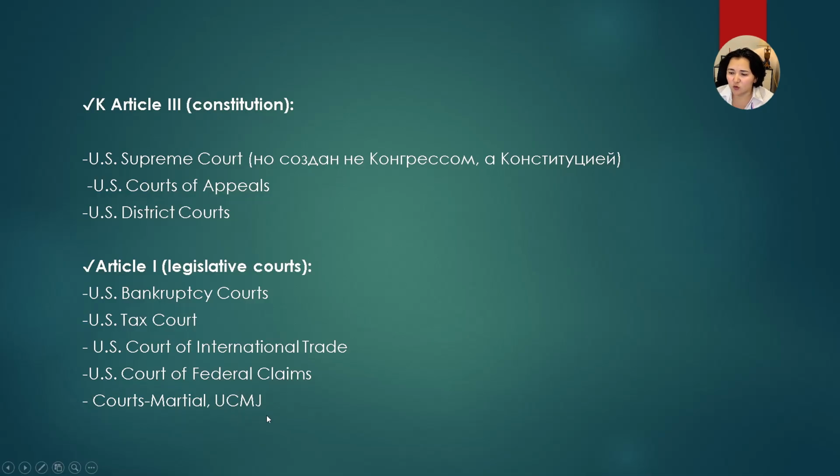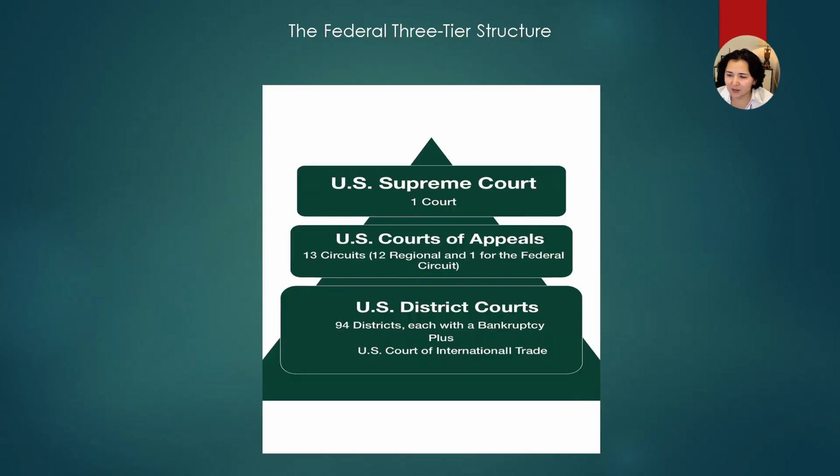It is important to note that courts-martial are not courts of general jurisdiction and are not part of the judicial branch established under Article 3 of the U.S. Constitution. They operate separately and in parallel to the federal judicial system. Courts-martial function within the military justice system and are subordinate to the executive branch, as they are governed by the Uniform Code of Military Justice.